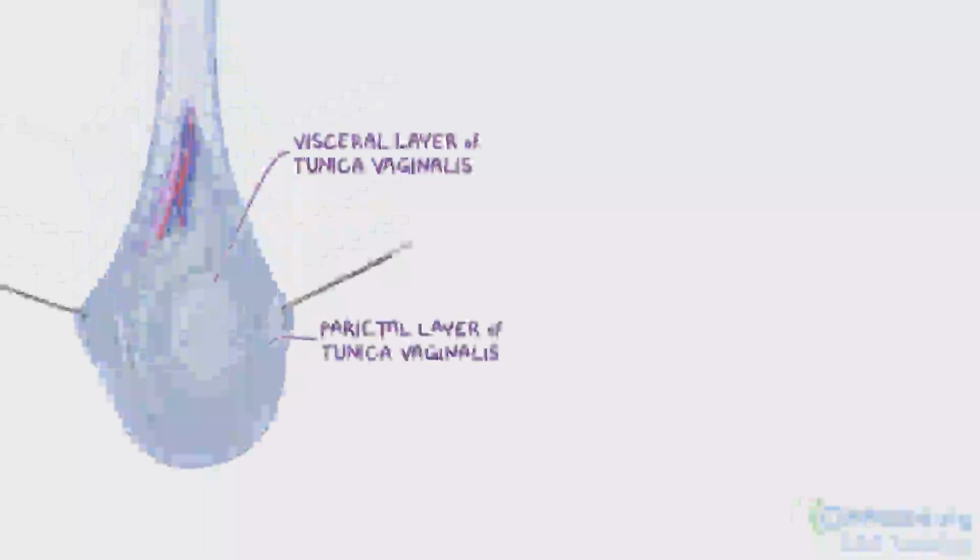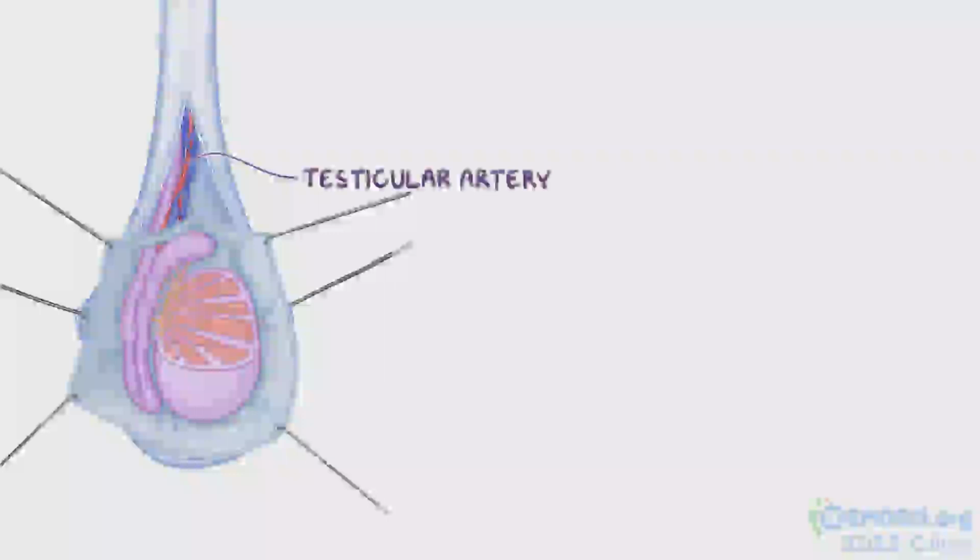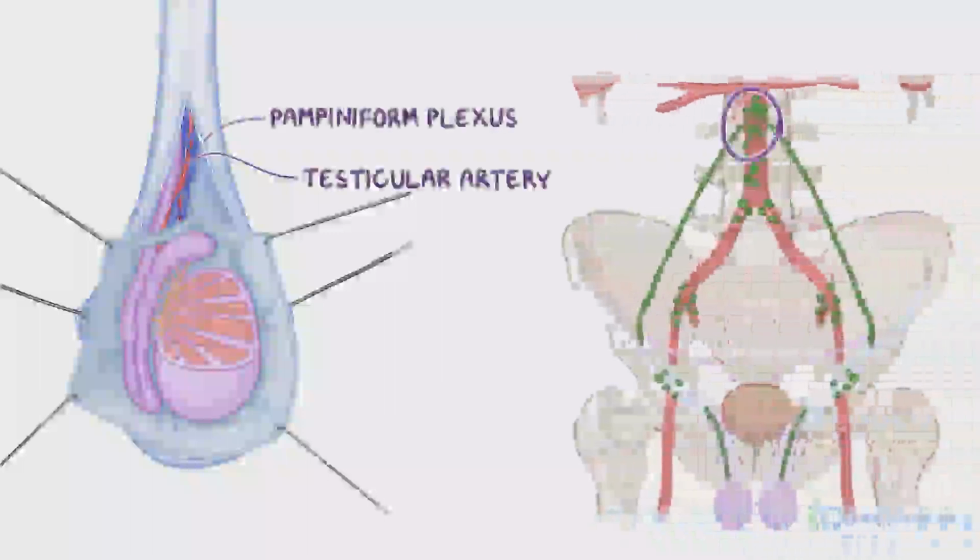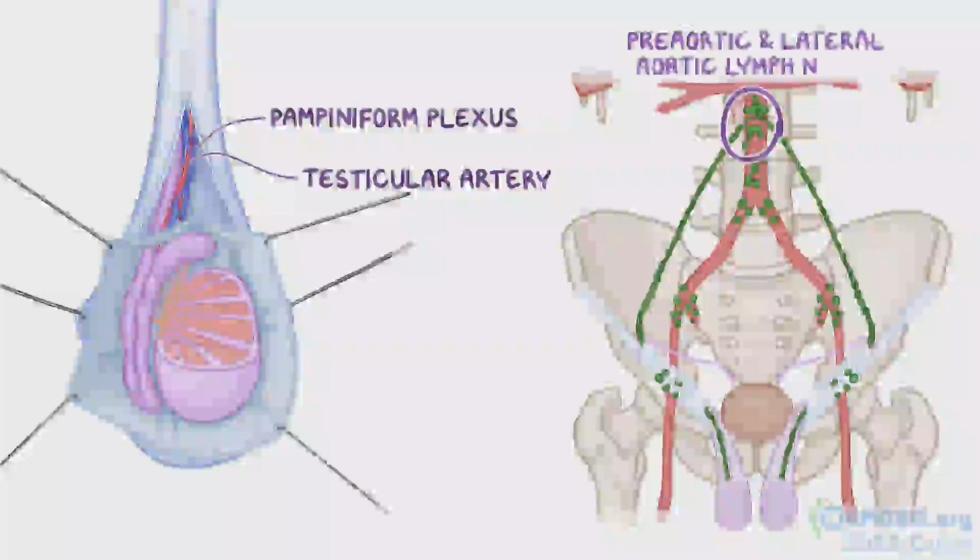The testes reside in the scrotum and are directly covered by the visceral layer of the tunica vaginalis, which is continuous with the parietal layer of the tunica vaginalis. They are supplied by testicular arteries, which are direct branches of the abdominal aorta. Their venous drainage is through the pampiniform plexuses, while the lymphatic drainage is to the pre-aortic and lateral aortic lymph nodes.